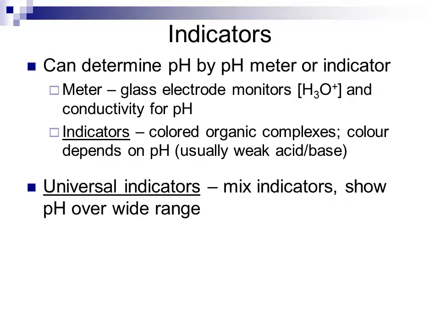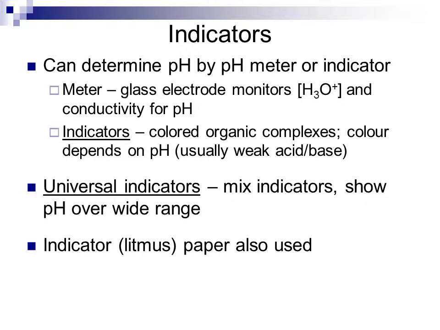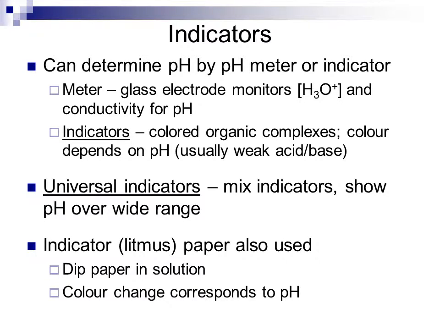A universal indicator is a mix of several smaller indicators which can give a pH over a wide range versus the narrow range which is normally the case for a standard indicator. We can also use indicator paper, or what is called litmus paper. This is used by dipping the paper in a solution. The paper will change color corresponding to pH. This is different from an indicator, where an indicator will be added to the solution, changing the solution color.